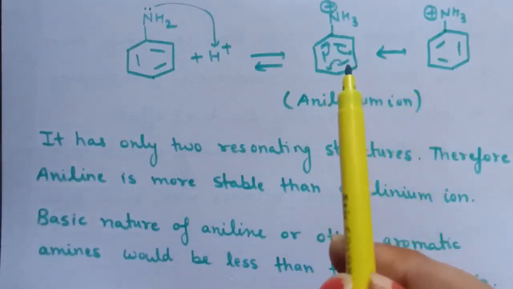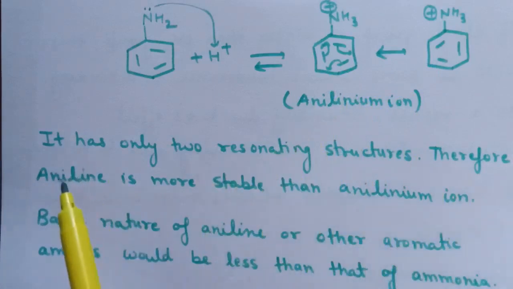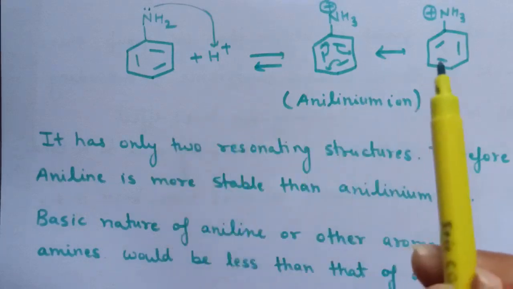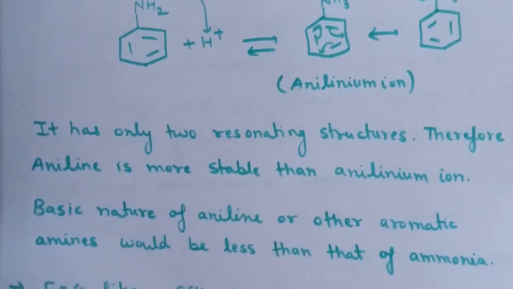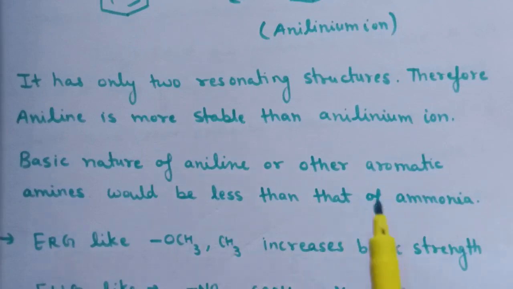Or you can say that aniline is more stable than anilinium ion, because in aniline there are 5 resonating structures, whereas in the case of anilinium ion only 2 resonating structures are possible. So aniline is more stable than anilinium ion, and therefore the basic nature of aromatic amines would be less than that of ammonia.